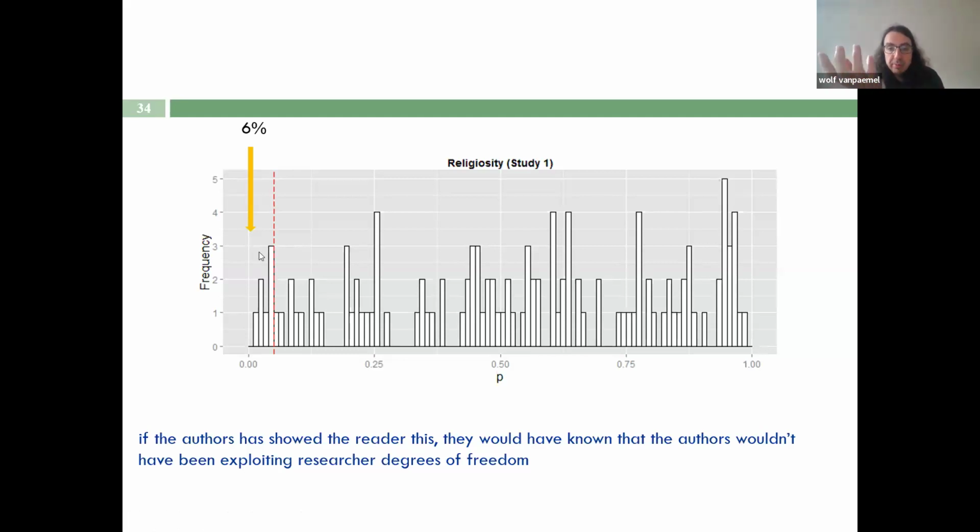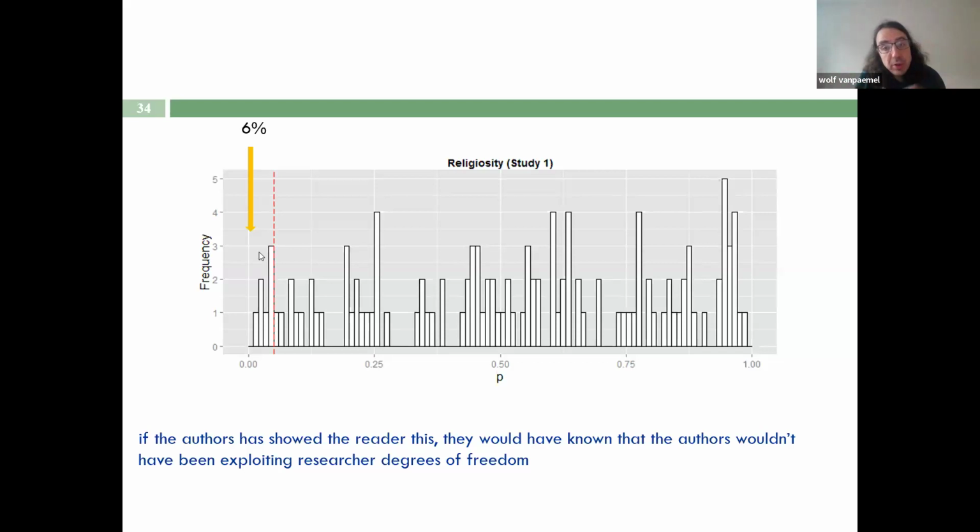If the authors had shown something like this, then you, as a reader, would have known that they haven't been exploiting researcher degrees of freedom. Here, to be clear, I don't know. I have no idea whether they have been trying different stuff, trying different cutoffs for the cycle day and so on. But that's exactly the point. I don't know. It could well be the case that they have been trying this stuff and only reported the one that worked and that led to the significant p-value. Again, I'm not accusing them of having done it. I'm pointing out that without showing me a picture like this, I just cannot know.